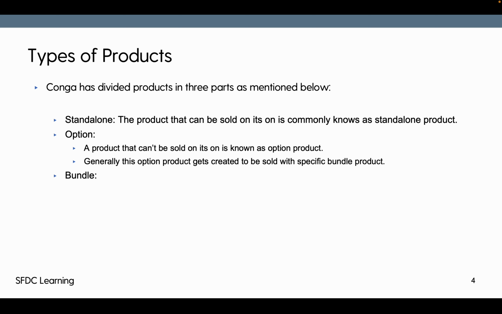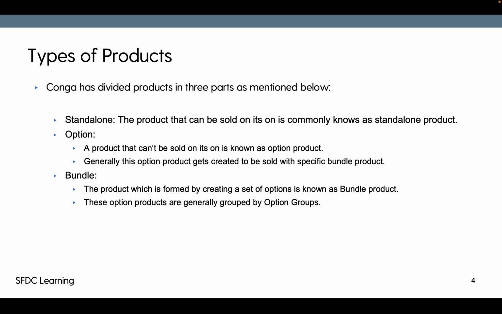Now, what is a bundle? The product which is formed by creating a set of options is known as a bundle. So many times we see a product is a combination of multiple options, right? That is called a bundle. These option products are generally grouped by option group under the bundle.